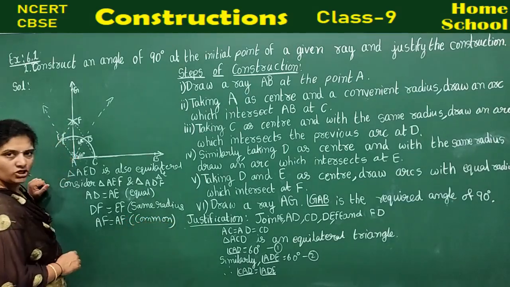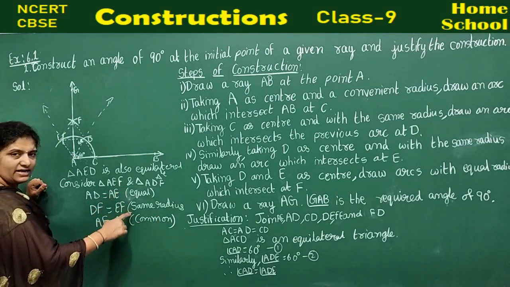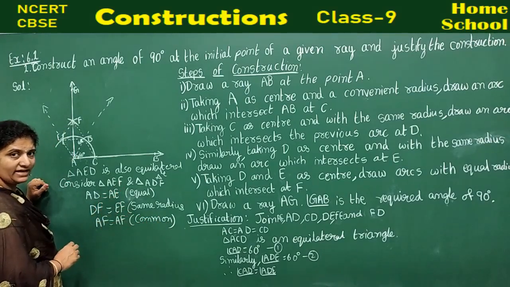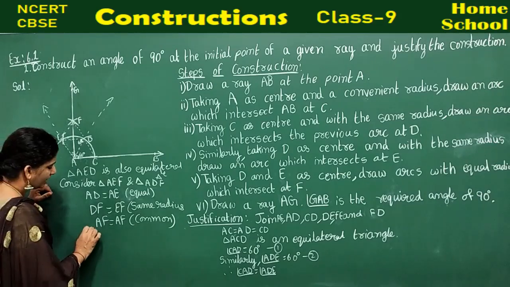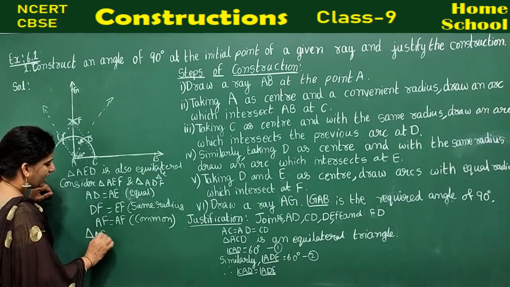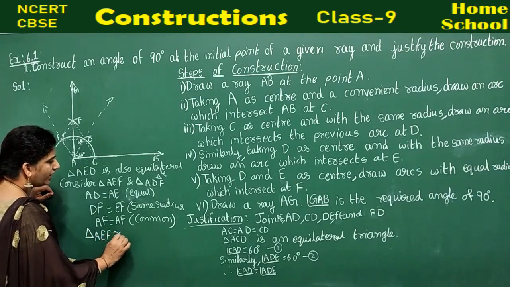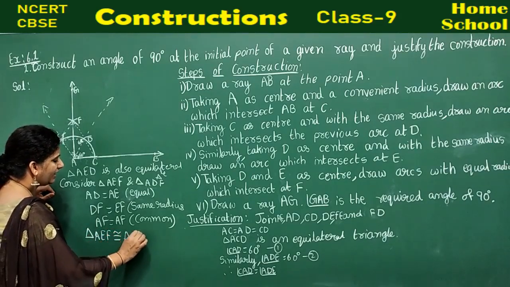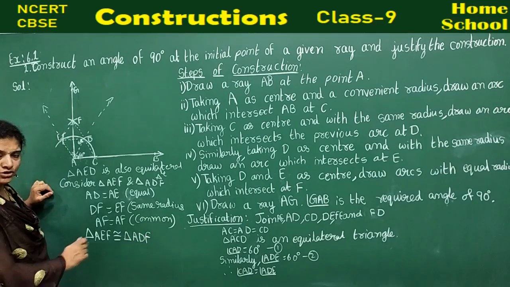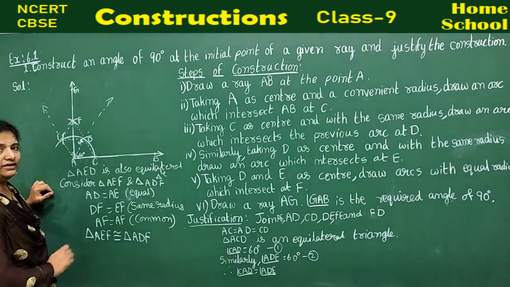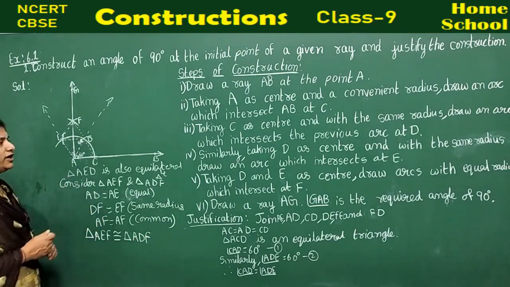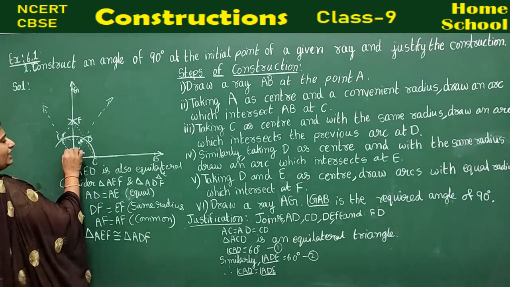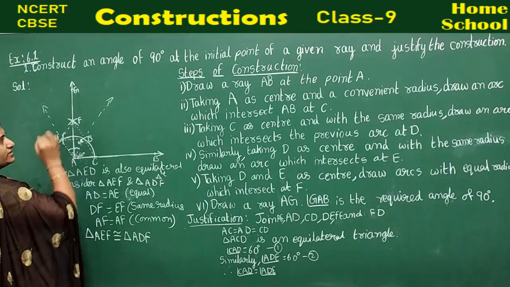That side is common. By the SSS congruency rule, I say that the two triangles are congruent. Which two triangles? Triangle AEF is congruent to triangle ADF. If these two triangles are congruent, then by CPCT corresponding parts are equal. So which corresponding parts are we going to take? I take this angle equal to this angle.